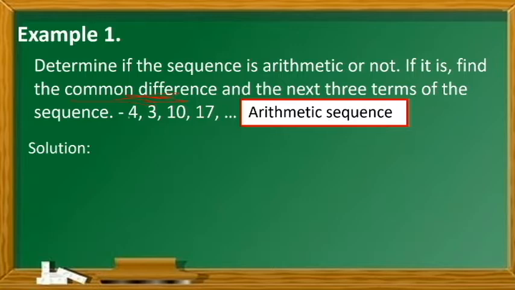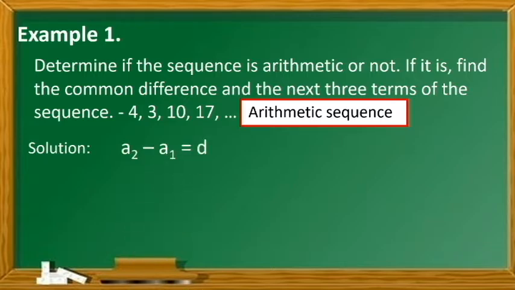Okay, so we need to find the common difference. In the solution, we will subtract the first term from the second term. Take note, second term minus the first term. Also, we will subtract the second term from the third term, and likewise the third term from the fourth term. Take note, we subtract the preceding number from the next number.